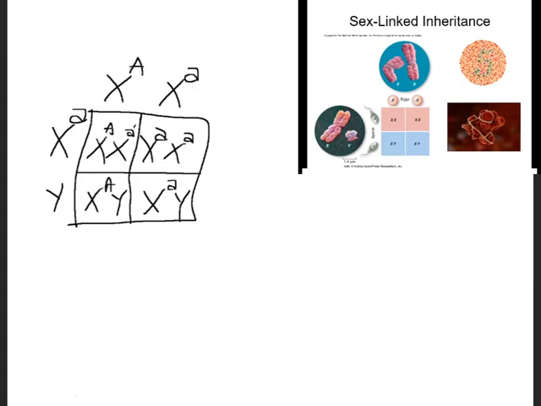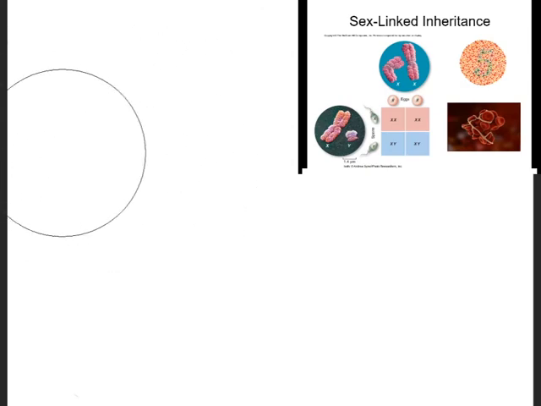So this one's not too bad, because if I were to ask you what's the probability that the children will be colorblind, then it would be 50-50, no matter what the sex is. And that's not normally the case, right? Here, 50% of the daughters will be colorblind, 50% of the sons will be colorblind. Over here, these daughters will not be, and these sons will not be. So it's 50-50. But let's go through another scenario here.